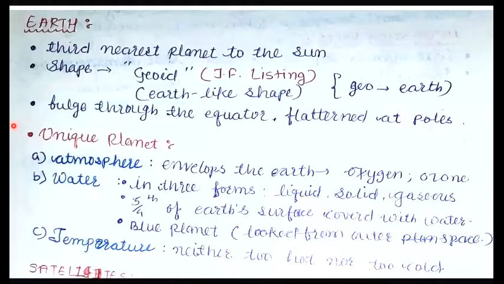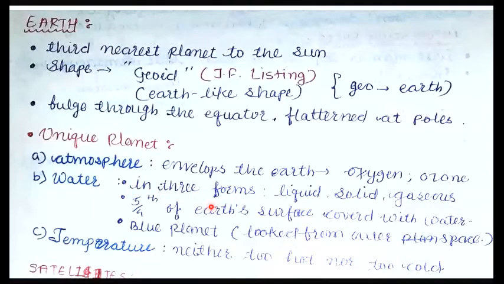So हमारी अर्थ जो है तो एक यूनिक प्लानेट है. Why is it a unique planet? Because of the atmosphere. Now what does our atmosphere contain? It's oxygen, ozone. Okay, now we have water, temperature. This is most important. These three are the most important characteristics of our earth that other planets do not have in these three forms.